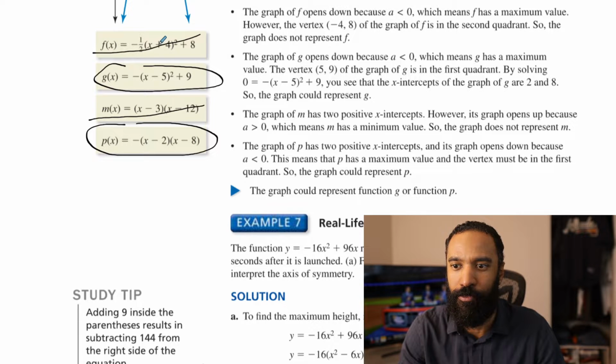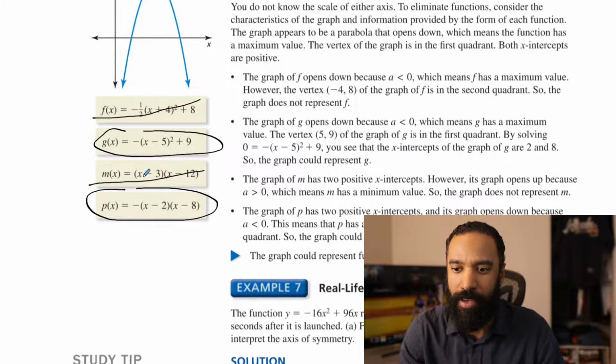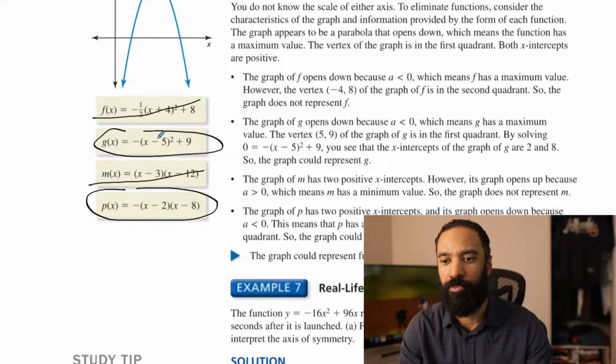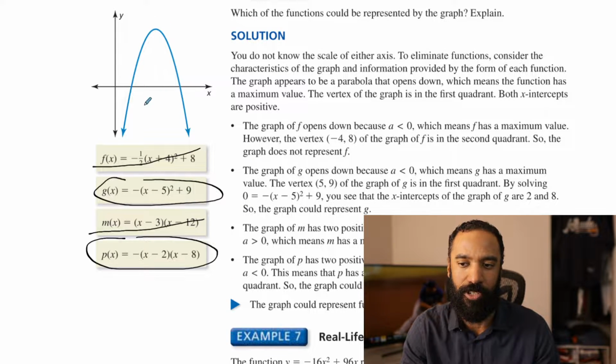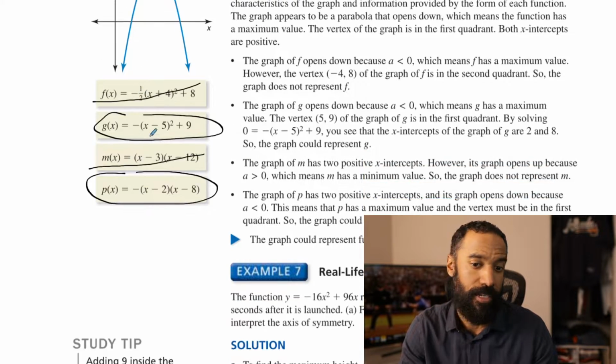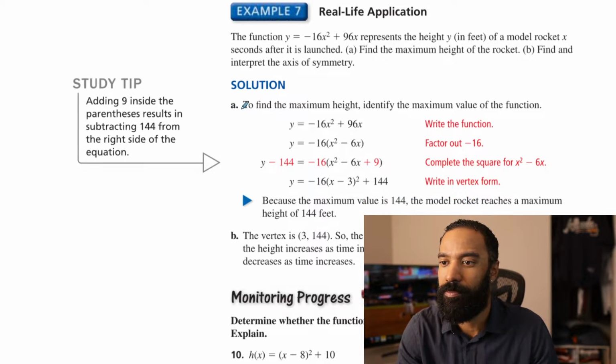It's the same thing as I said before. This vertex would have been negative 4, 8, which would have been over here. This would have had positive stretch factor, which would have gone upward. So not possible for those. These are good at 5, 9 vertex, and at 2, 8, x intercepts being negative means it could have gone downward. I don't know what this has to do with completing the square, honestly, but there it is.